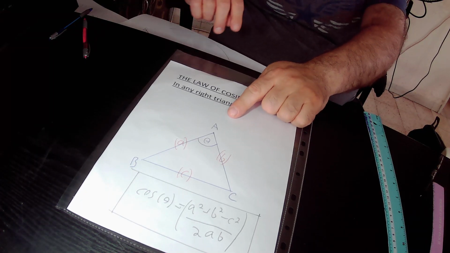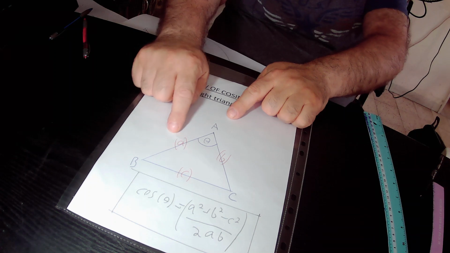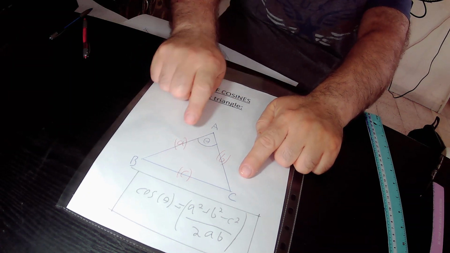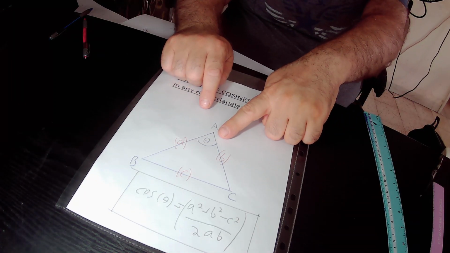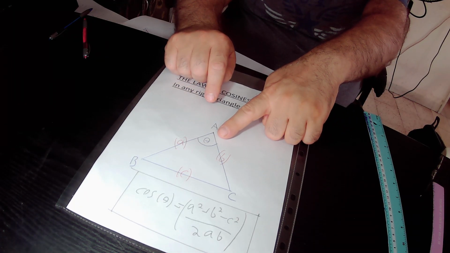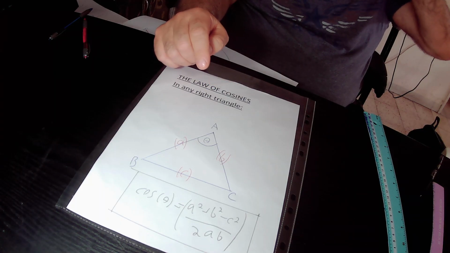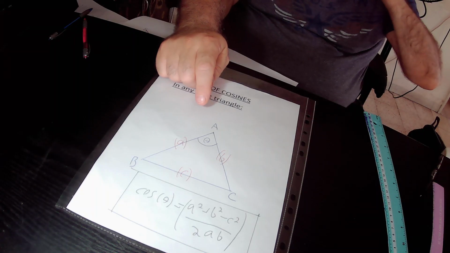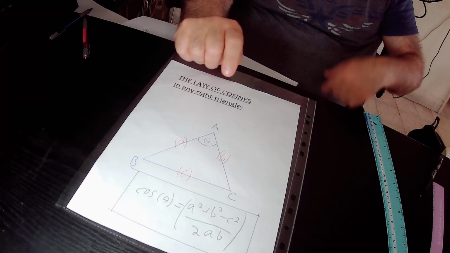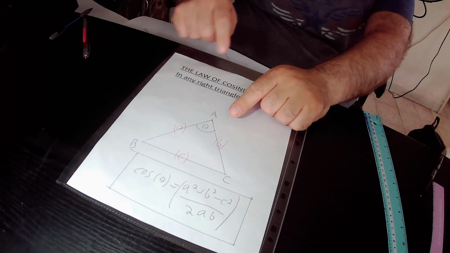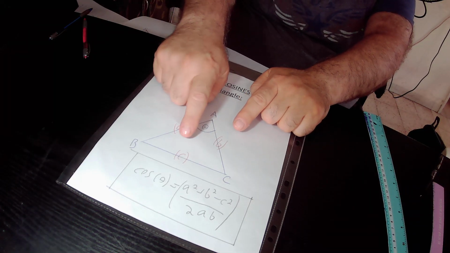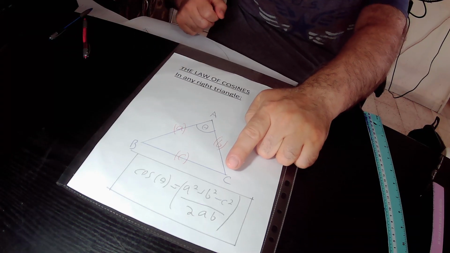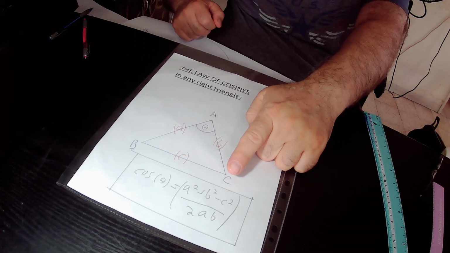In this triangle ABC, the length of side AB is A, side AC equals B units in length, and side BC equals C units in length. This is angle BAC, the size of angle BAC is theta. So according to the law of cosines, in this triangle ABC that could be any triangle, the following equation will be true: cosine theta equals A squared plus B squared minus C squared over 2 times A times B. Again, cosine theta equals A squared plus B squared minus C squared over 2 times A times B.